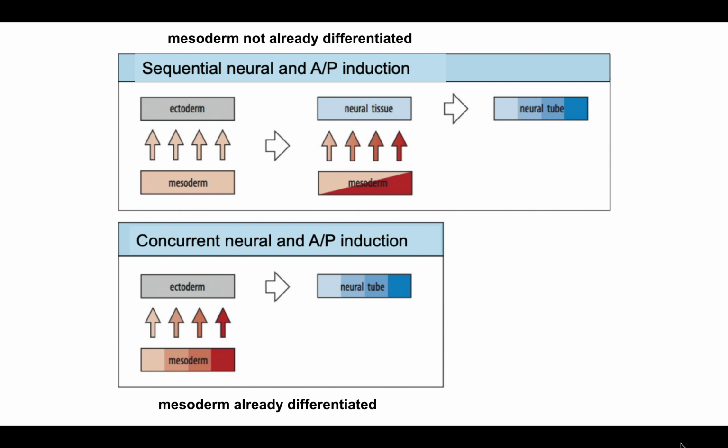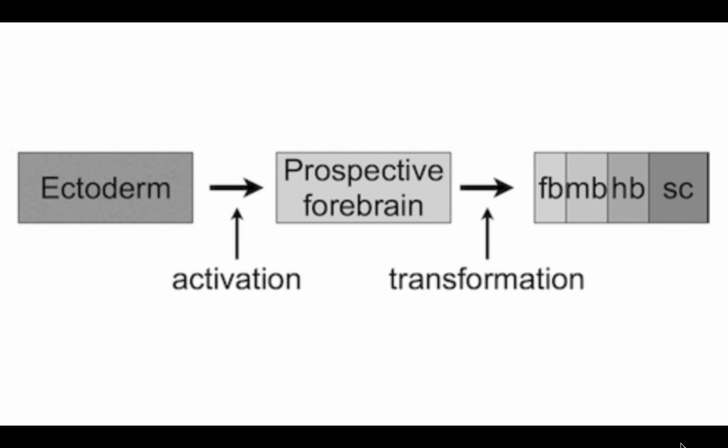However, it turns out that the answer isn't so obvious, and there have been a lot of conflicting opinions. Nieuwkoop proposed the sequential model, also known as the activation transformation model. All cells start out by default with an anterior axial identity, and later on the cells are transformed into more posterior identities. This has been the accepted model for decades, and was supported in various studies.